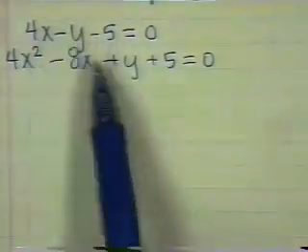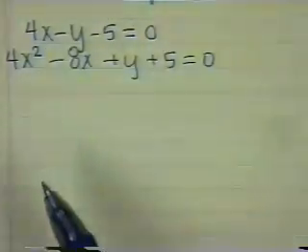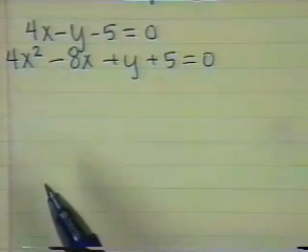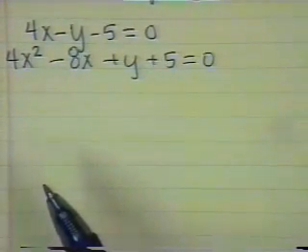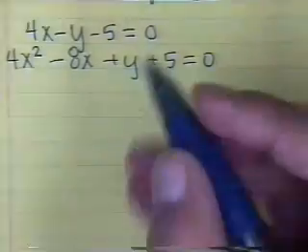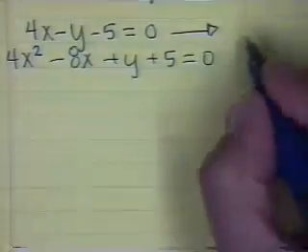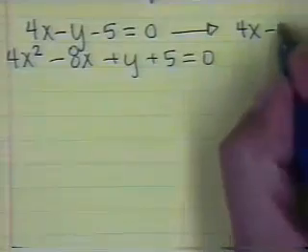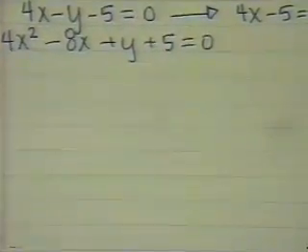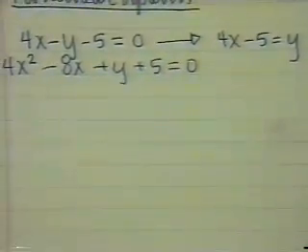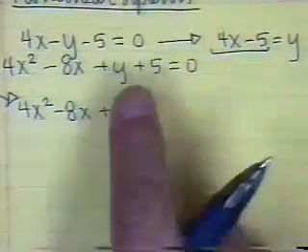If you have a nonlinear system where one of the equations is, in fact, a linear equation, the substitution method is probably to your advantage. So start by solving for y. 4x minus 5 here would be what y would be equal to. That little block there is what I am going to substitute everywhere in the second equation that I run across the y. We get 4x squared minus 8x plus, and instead of y, we're putting that little block in.